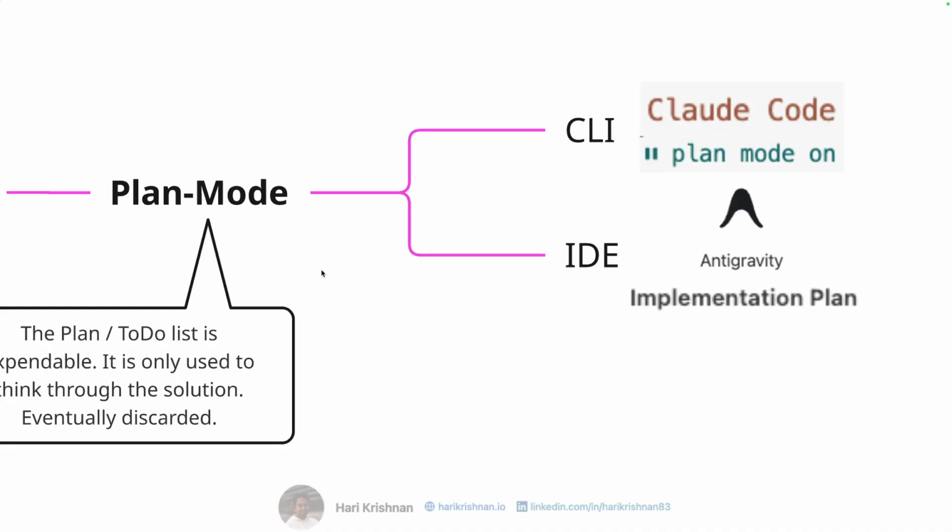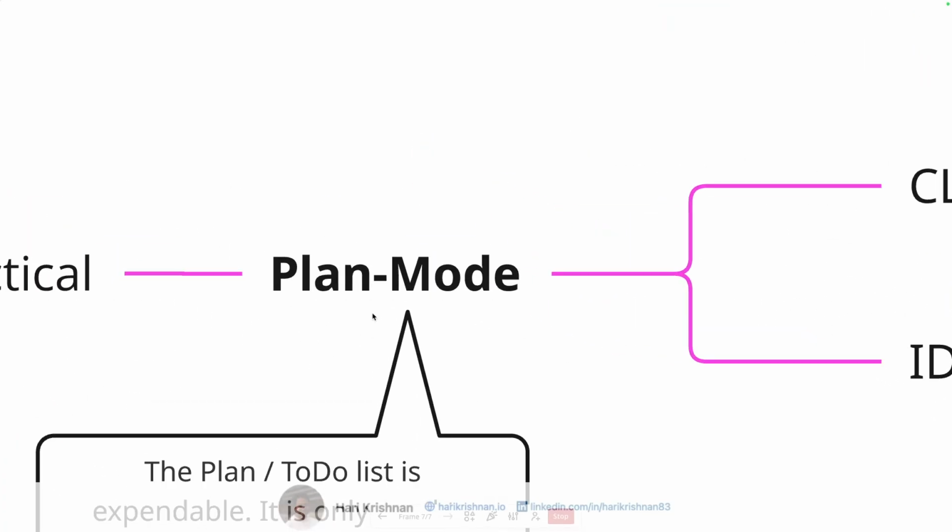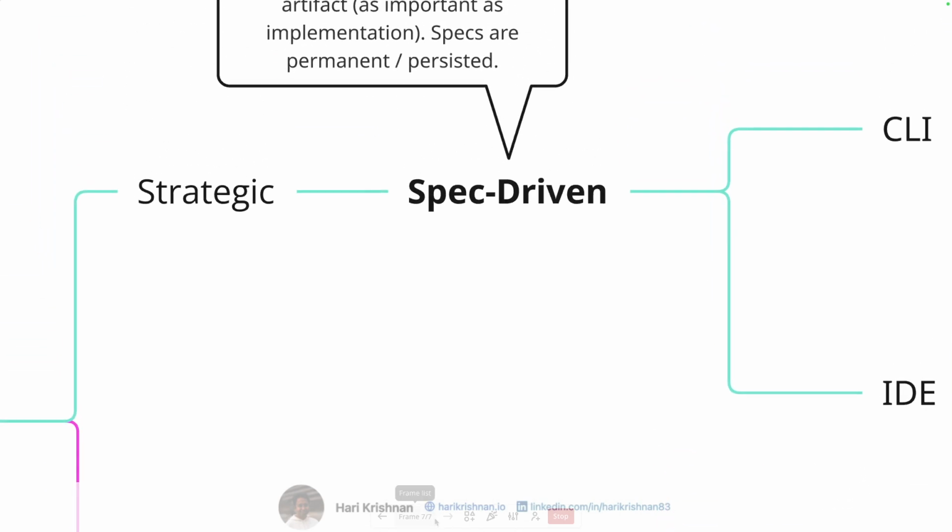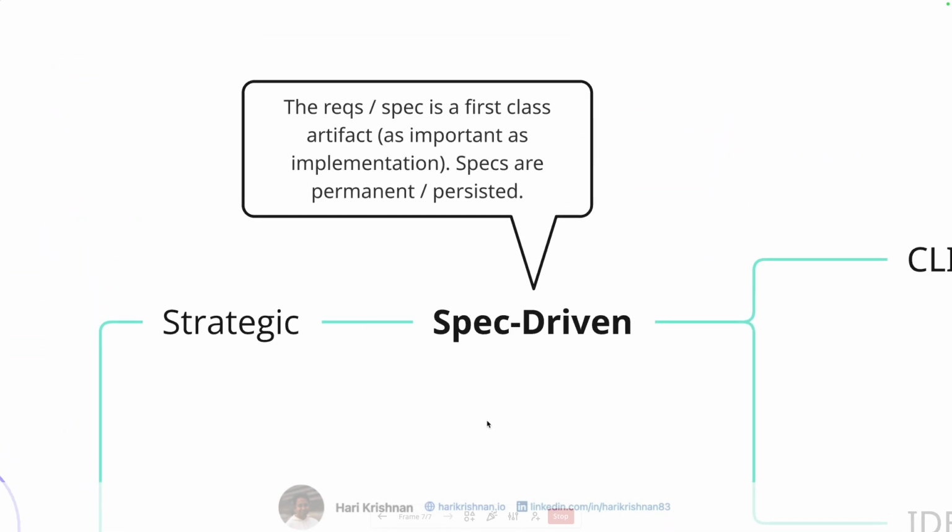So let's switch from this and look at spec-driven development itself, which is the strategic approach to context engineering. Now, what do I mean by strategic? So the spec itself is a first-class citizen. It is probably as important as the code or the implementation, or maybe even more important, because theoretically speaking, if I have the spec, I can regenerate the application from it, right?